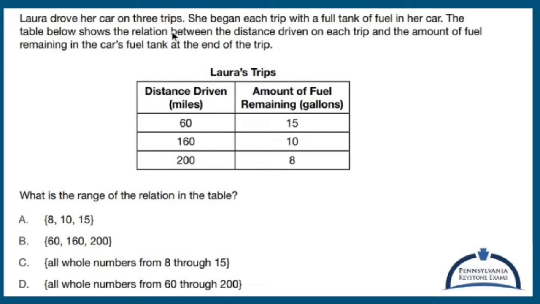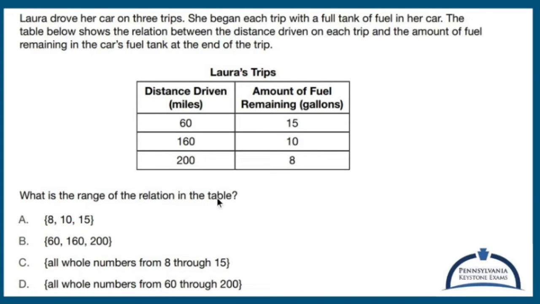Laura drove her car on 3 trips. She began each trip with a full tank of fuel in her car. The table below shows the relation between the distance driven on each trip and the amount of fuel remaining in the car's fuel tank at the end of the trip. What is the range of the relation in the data? Well, range is just the y values. So I want the relation in the table.